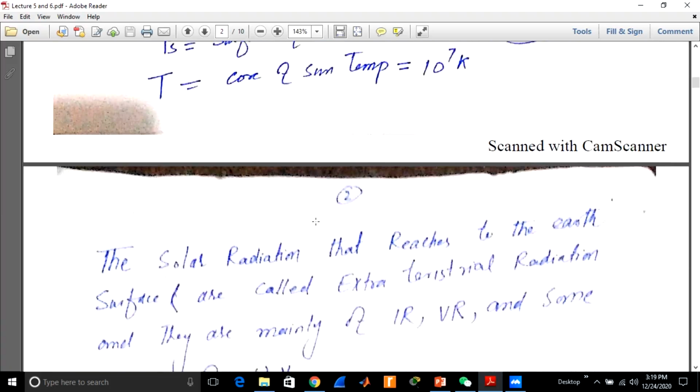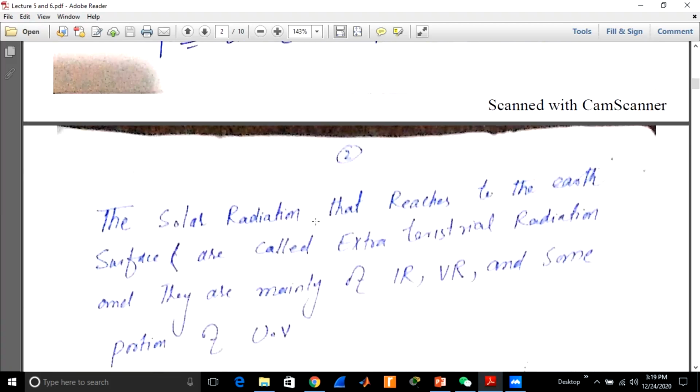The radiations of the sun that come from the sun surface to the earth are called extraterrestrial rays. When someone asks you what extraterrestrial rays are, those rays which come from the sun to the earth surface are called extraterrestrial rays. And these extraterrestrial rays are mainly infrared, visible range, and ultraviolet.